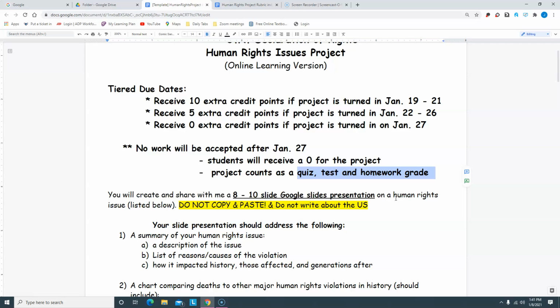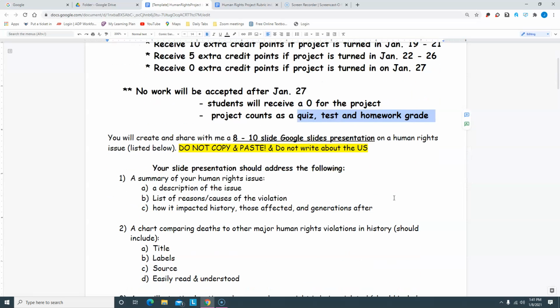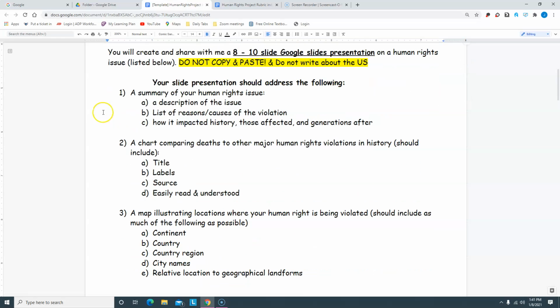All right, part 2 of this instructional video is about presentation requirements. So what are you going to have to do for this presentation? You will create and share with me an 8 to 10 slide Google Slides presentation on a human rights issue. They are listed below on this sheet and we'll go over that.